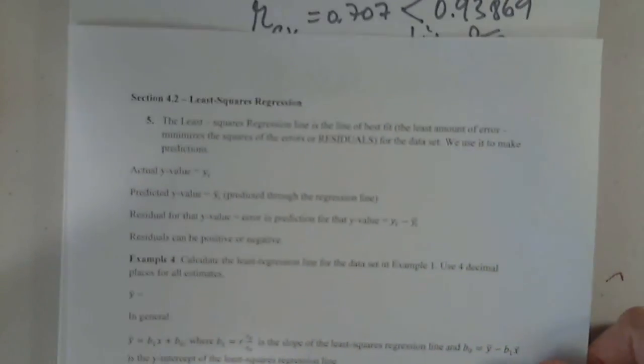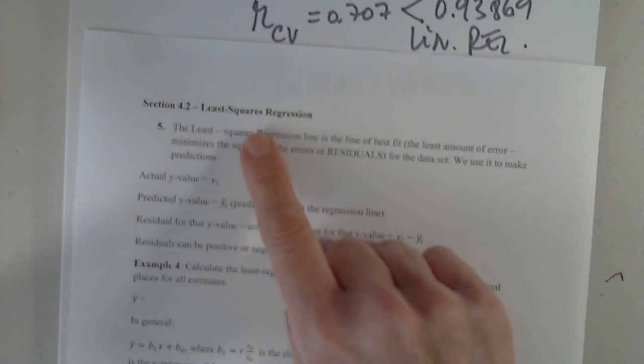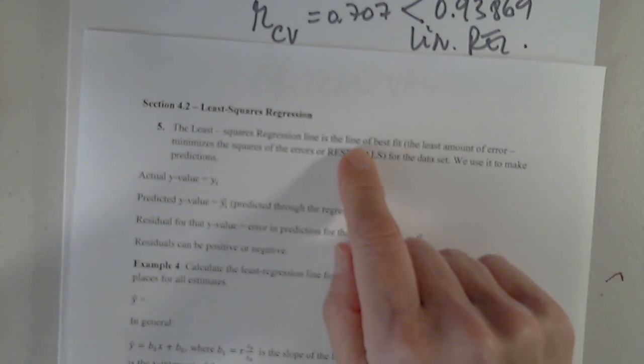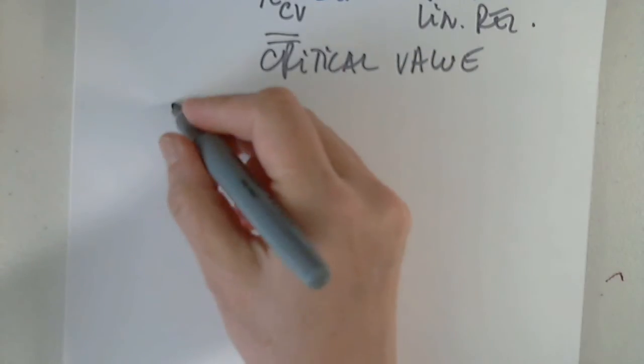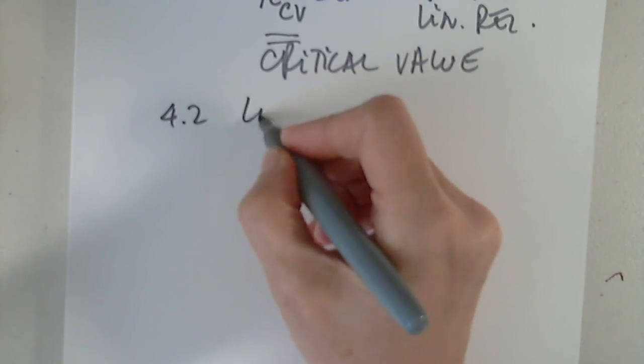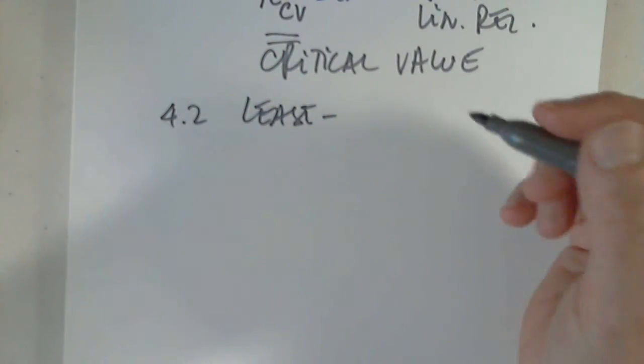Okay, finally we get to analyze this line that we talked about. It's called the least squares regression line, to be exact. So least error, least squares. So this is 4.2. You've already seen it. You know what we're going to talk about, but we have more details about it.